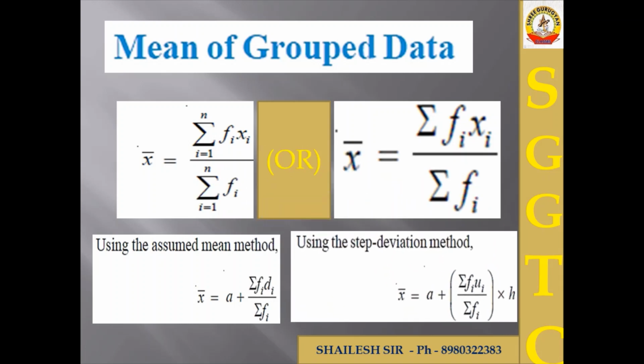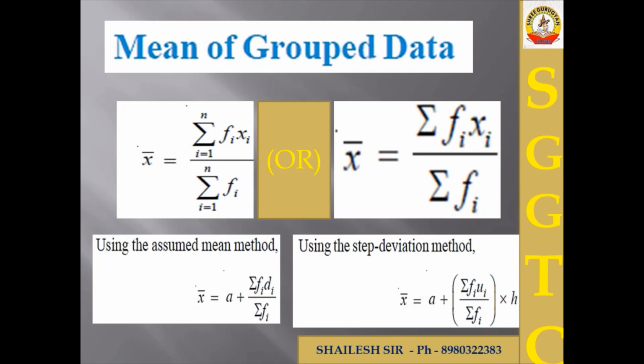And the third method, the step deviation method, has the same formula, but here we write a plus sigma fi ui upon sigma fi into h. H indicates the class length. Yes students, h indicates class length. So in the mean of grouped data, we apply these three methods one by one. Whichever method you use in the numerical, the answer comes the same: the first method, the second assumed mean method, or the third step deviation method.